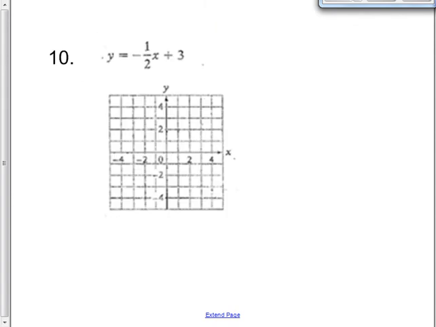Number 10, I want to find the slope and the y-intercept. So the slope is the number in front of the x. Number in front of the x is -1/2. Now that negative either goes on the top or on the bottom. It does not go on both, either the top or the bottom.